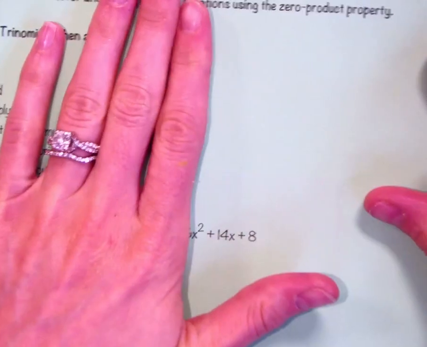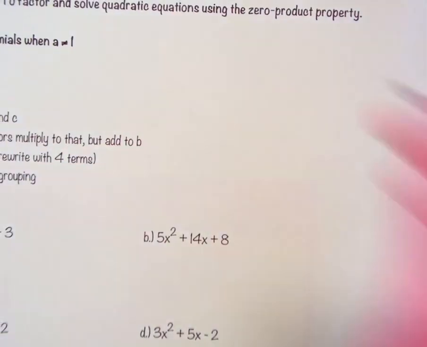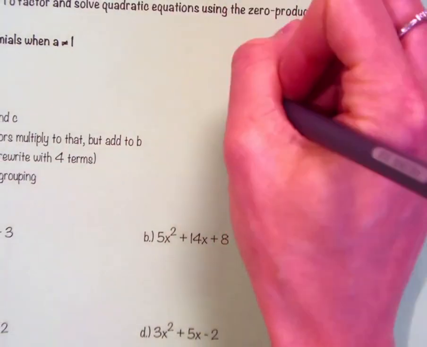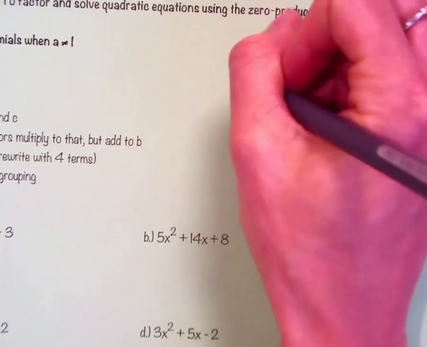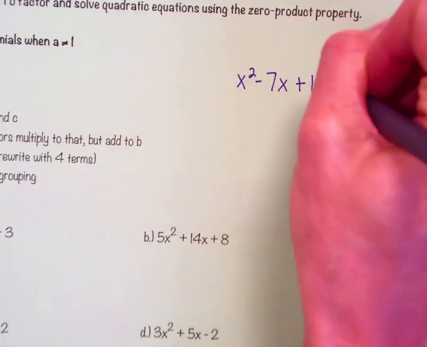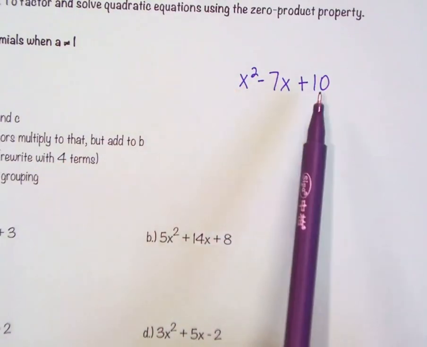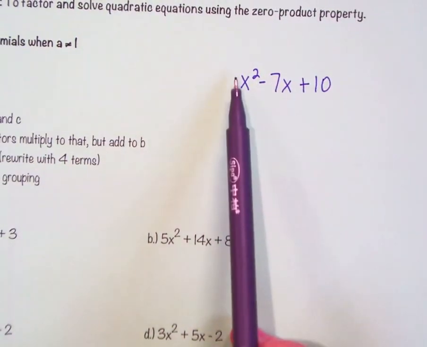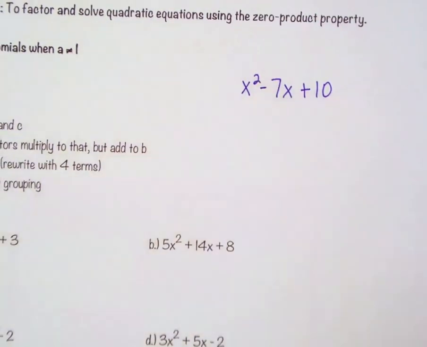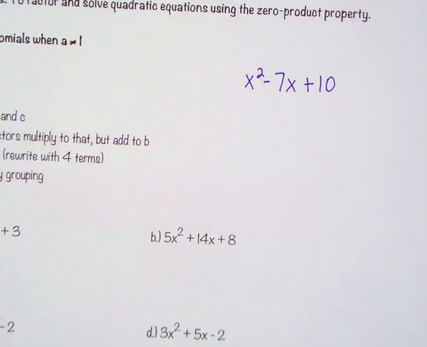So I want to just over here really quickly take a quick look at what we did when we factored a trinomial with a not equal to 1. All right, so if we had something that was like x squared minus 7x plus 10, okay, that's what I mean by a trinomial with a equal to 1. We've got 3 terms, 1, 2, 3. That a term is 1. Okay, so when we did that, we worked backwards.